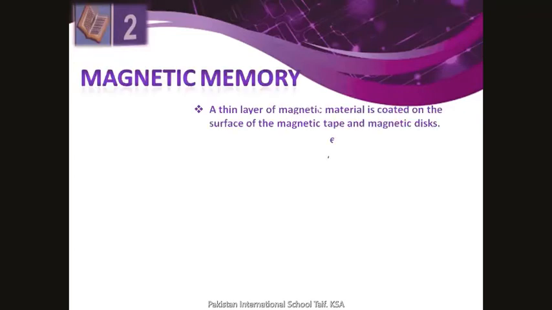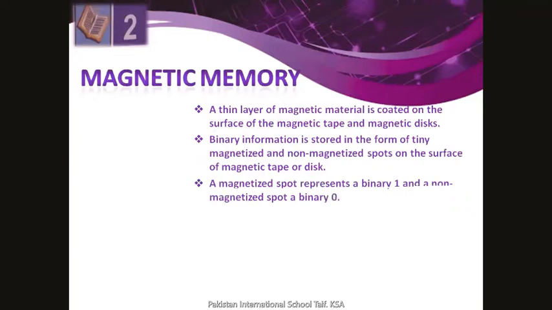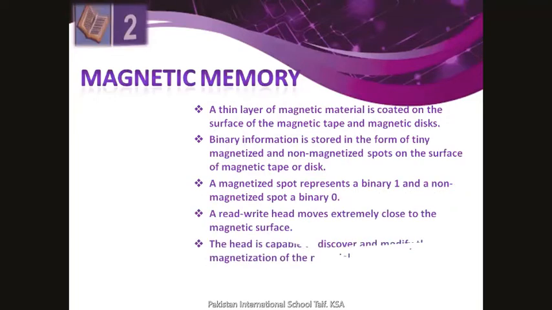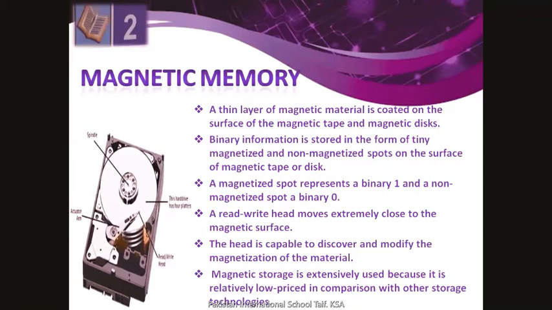A thin layer of magnetic material is coated on the surface of the magnetic tape and a magnetic disk. Binary information is stored in the form of thinly magnetized and non-magnetized spots on the surface of a magnetic tape or a disk. So here you can check the surface of a magnetic memory. This is a magnetized surface. A magnetized spot represents a binary 1 and a non-magnetized spot a binary 0.